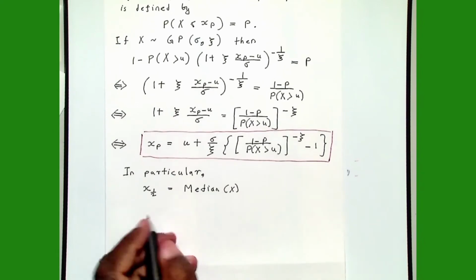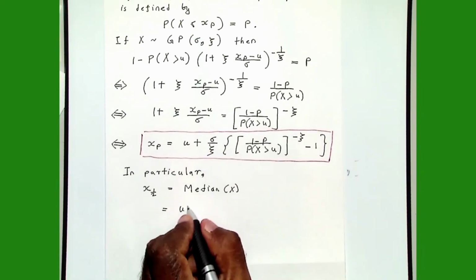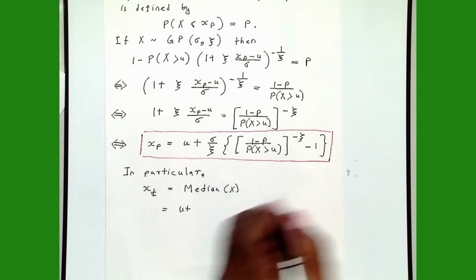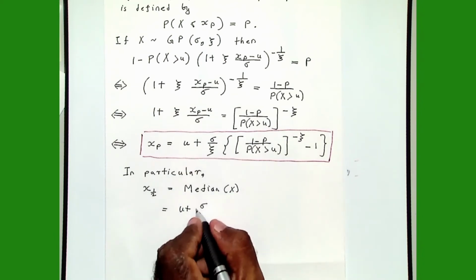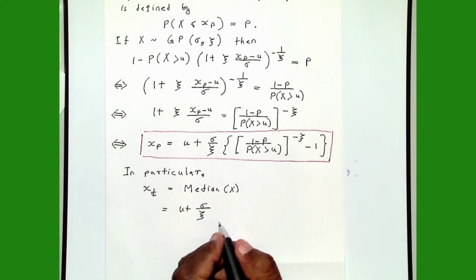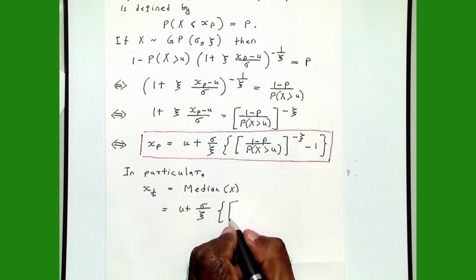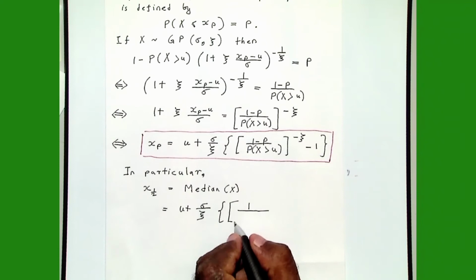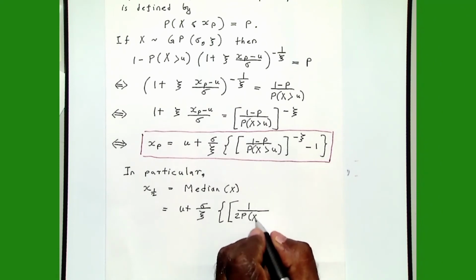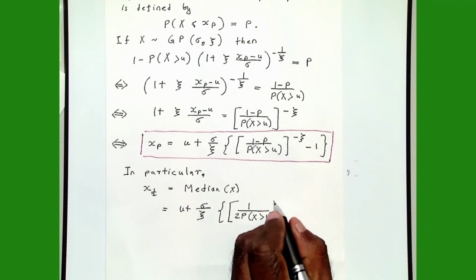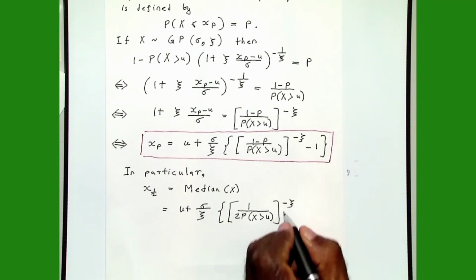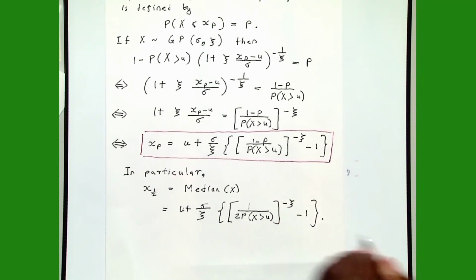which is equal to the following. So if you put p equal to half into this, you will get this. All right, so that completes the quantile. And the next thing I'm going to talk about is the return level of a generalized Pareto random variable.